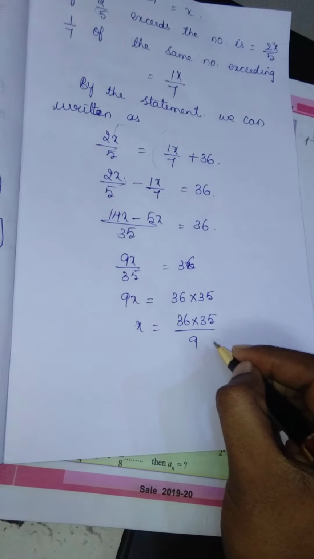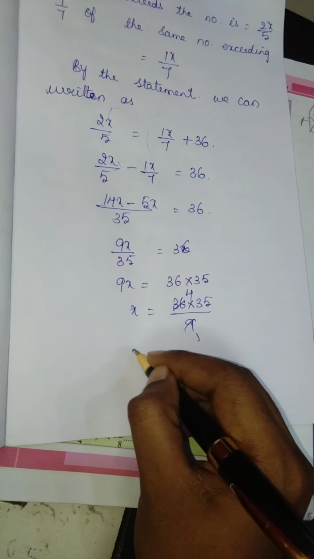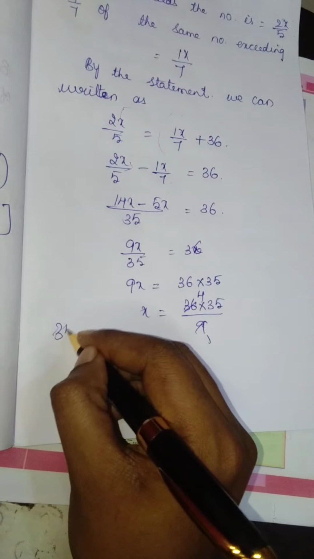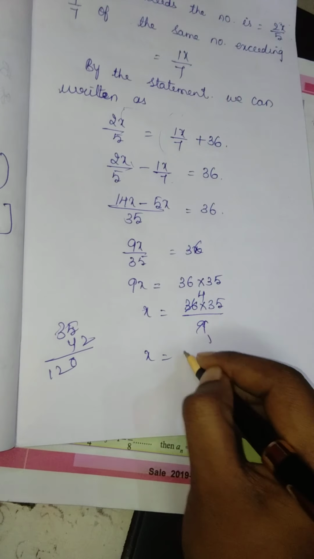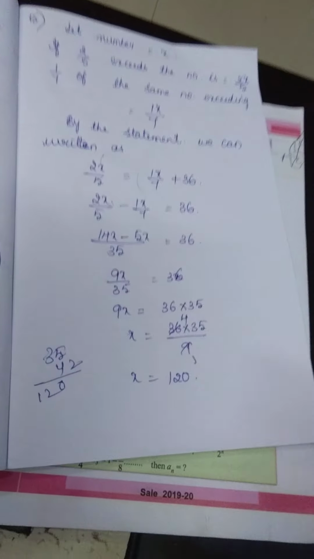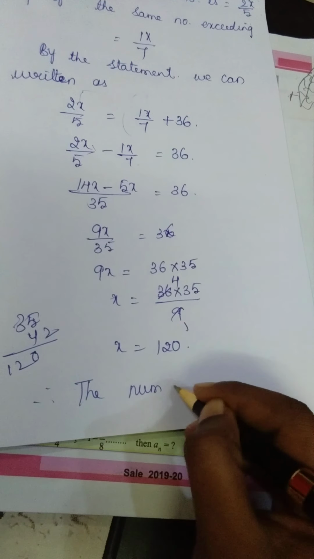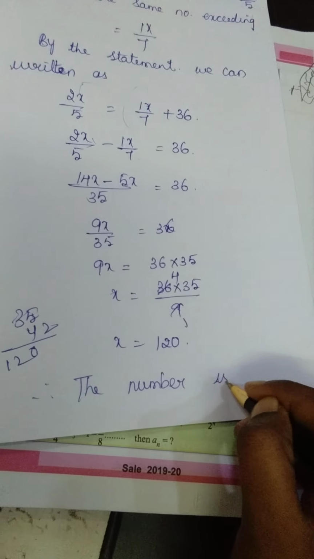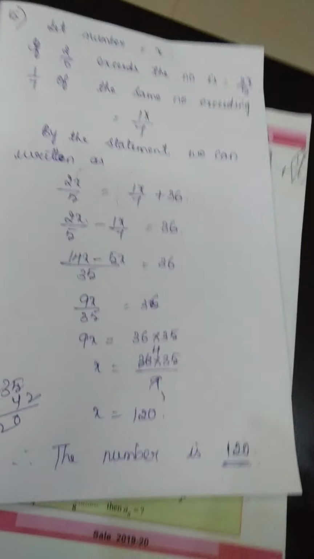Yes or no? Yes. Okay. Now 9 ones are 9, 9 fours are 36. Now x equal to 35 into 4, means how much you will get? 4 5s are 20, 4 3s are 12. x equal to 120. Okay. The answer is that. Therefore the number is 120. Clear? Therefore the number is 120.